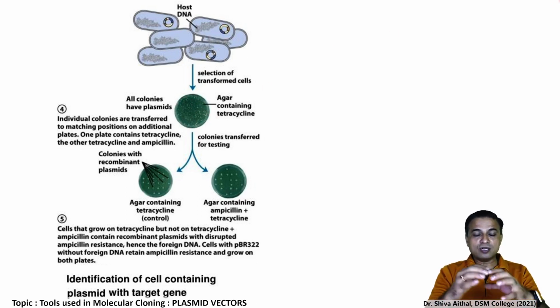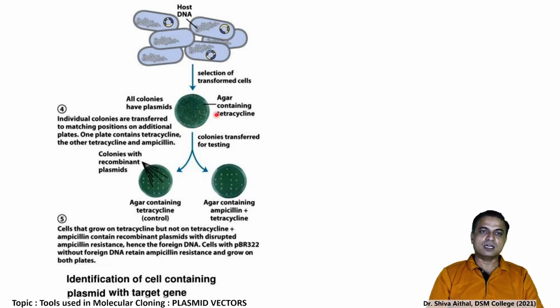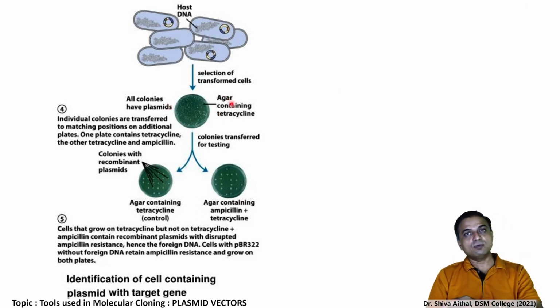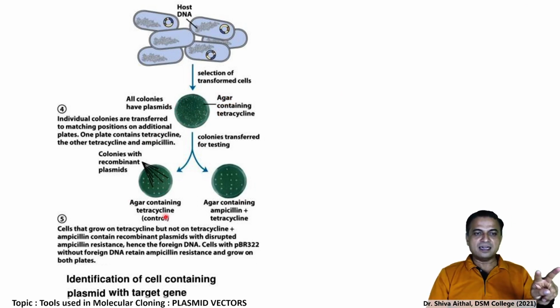A non-recombinant plasmid, or a plasmid that has simply re-circularized, will also grow here. How do you differentiate that from your recombinant DNA molecule? You make a replica plating of this on two plates. One is agar containing tetracycline, which is the control, and the other is agar containing tetracycline plus ampicillin.